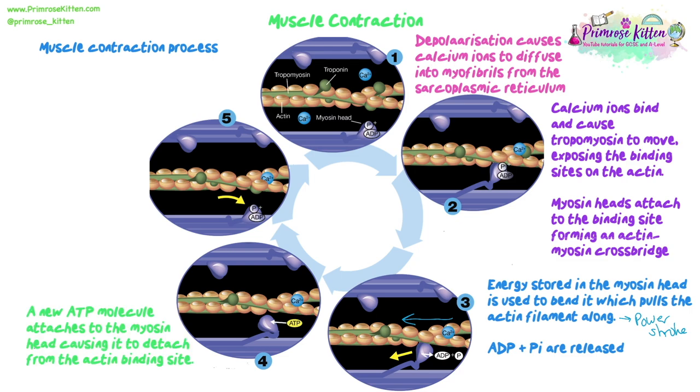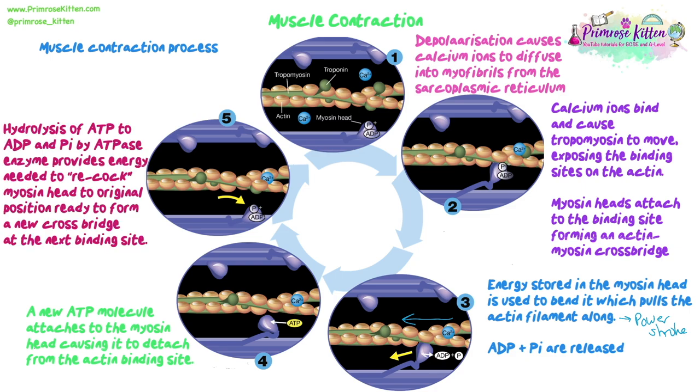A new ATP molecule comes because we've released our ADP and Pi that are left over from ATP hydrolysis from before. So now a new ATP molecule is going to attach to the myosin head, and that causes it to detach from the actin binding site. So the binding of ATP to the myosin head causes the head to detach from the actin. So the cross bridge is broken.